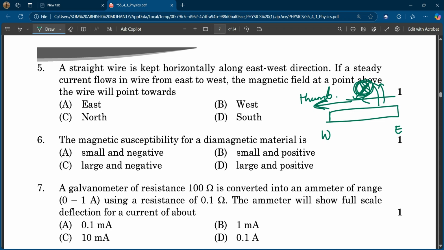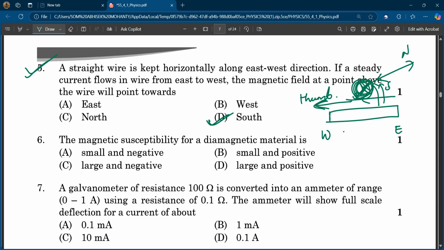Cross means going into the plane. So into the plane means, suppose this is your north, then this is your south. Like this is kind of 3D I'm doing. Okay, all right. So the answer is south.